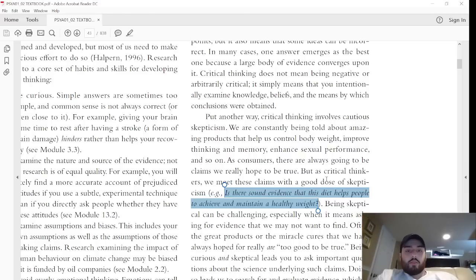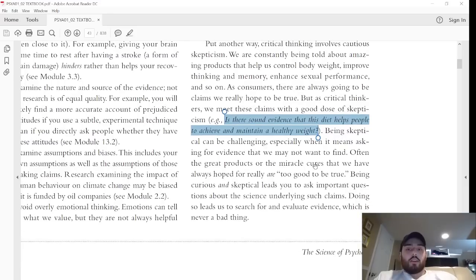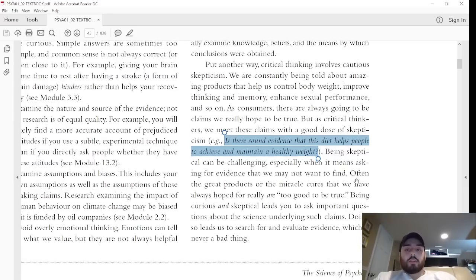You're going to want to do your research with anything, not just a diet, right? That's the whole point of this text, right? So often the great products or the miracle cures that we have always hoped for really are too good to be true. And I totally agree with that, right? There are some times where you can lose weight in 30 days, but it took you 10 years to gain all this weight, but this product is guaranteeing you 30 days to lose all the weight. Doesn't really match up, right?